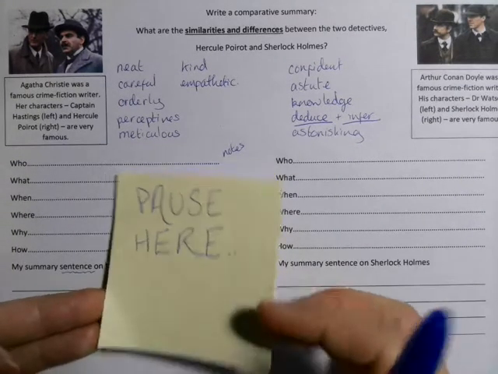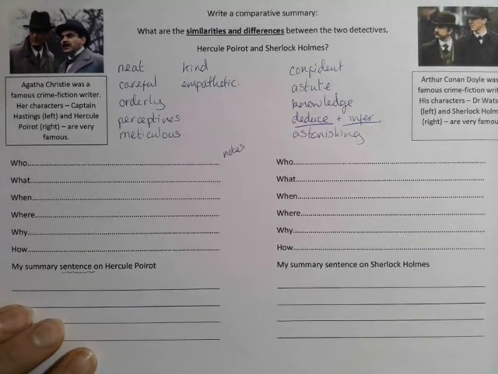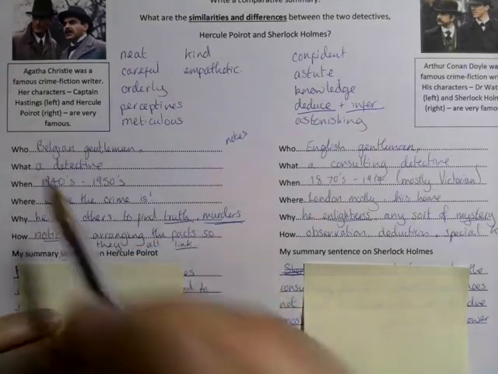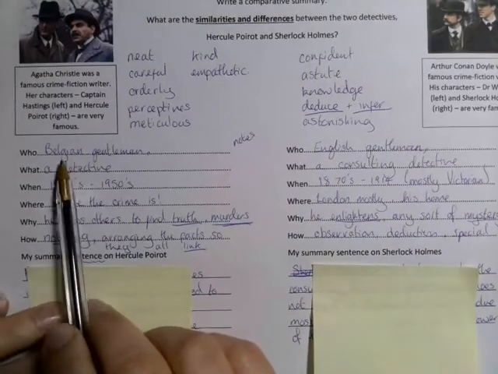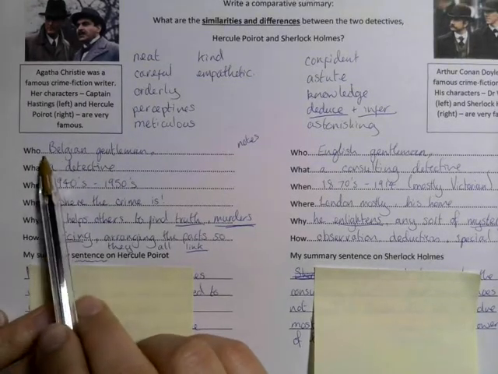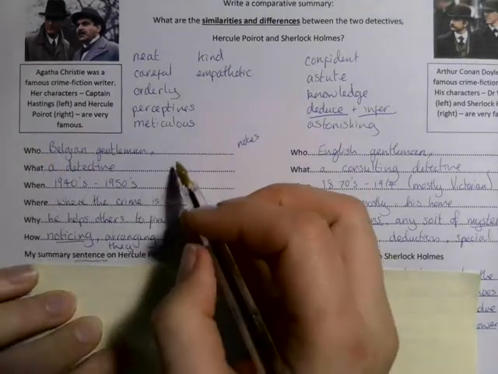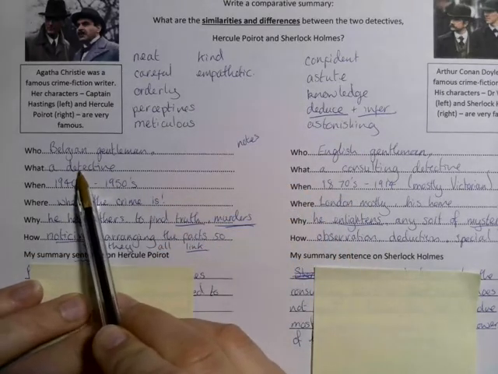Okay, I'm assuming you've had a go. Let's have a little go now. Okay, so let me show you what I considered using our text. So I thought maybe you'd give us a tick if you got some similar ones. So I put who, a Belgian gentleman. I didn't put his job there. I said it here that he's a detective.